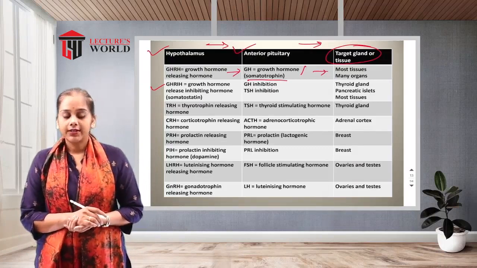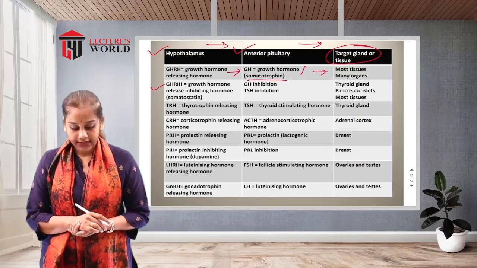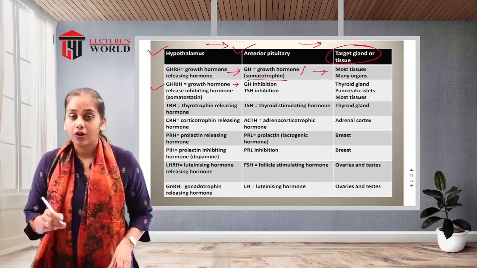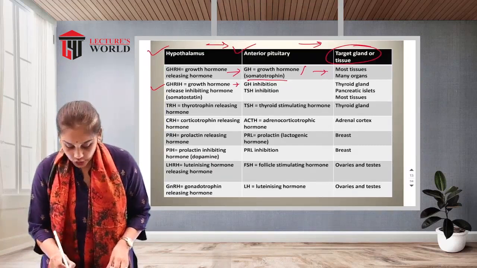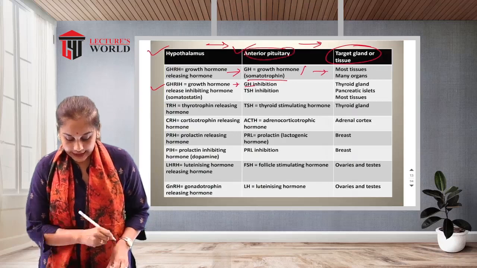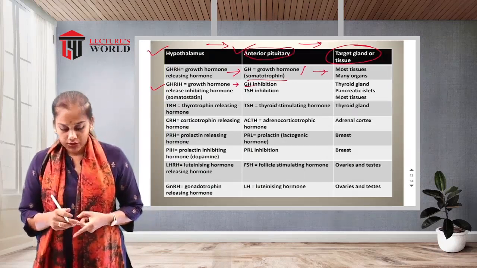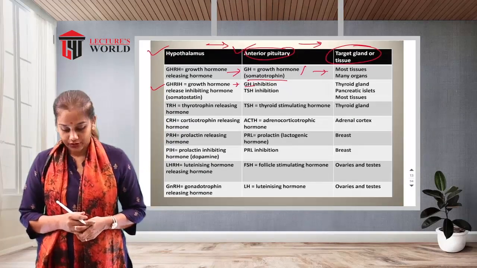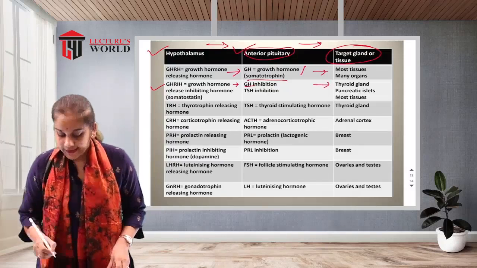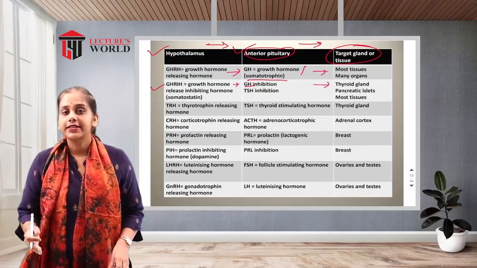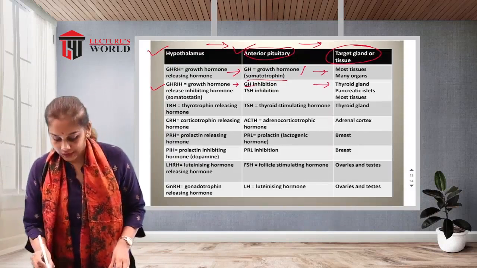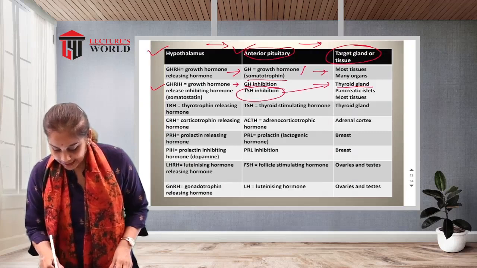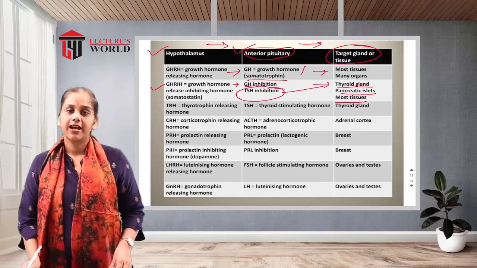Another name for GHRIH is somatostatin. It causes growth hormone inhibition. It stops growth hormone in the anterior pituitary gland, and it is also helpful for TSH, thyroid stimulating hormone, inhibition. What are the target organs? The secretion goes to the thyroid gland, pancreatic islets and most of the tissue in our body.